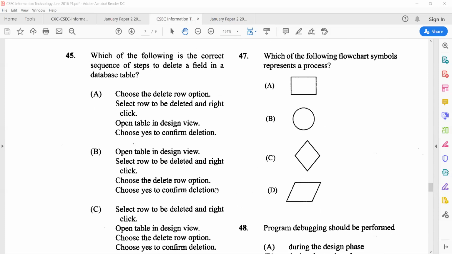Okay, let's move forward. Which of the following flowchart symbols represent a process?